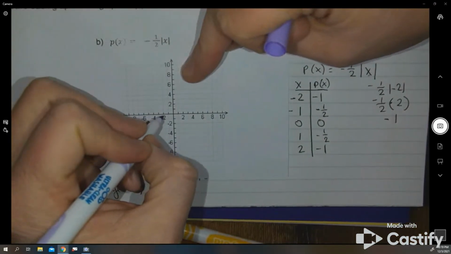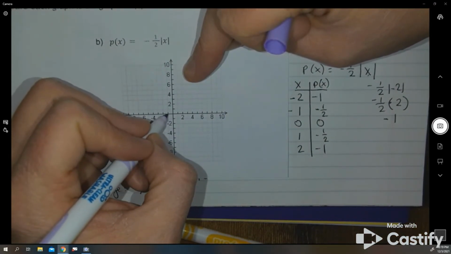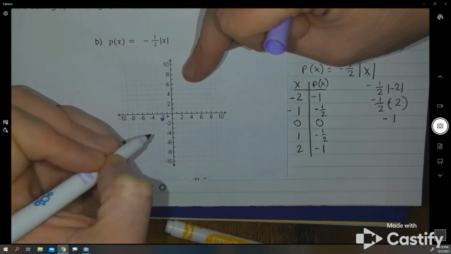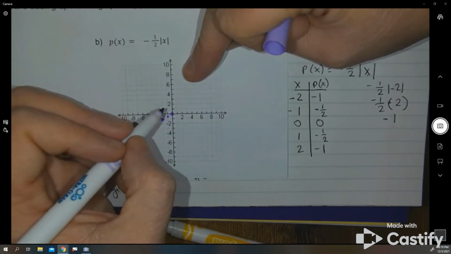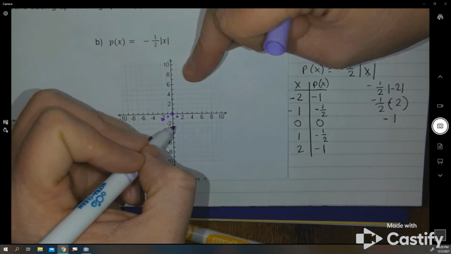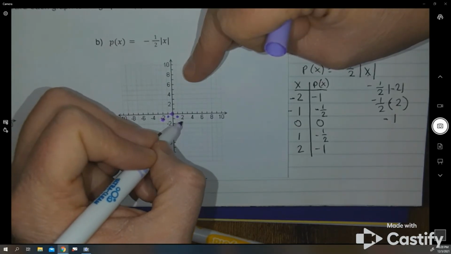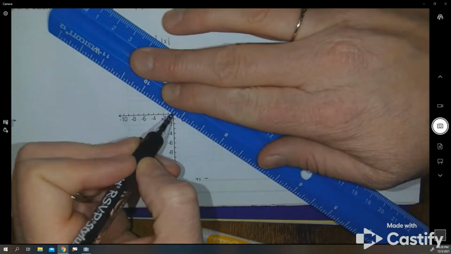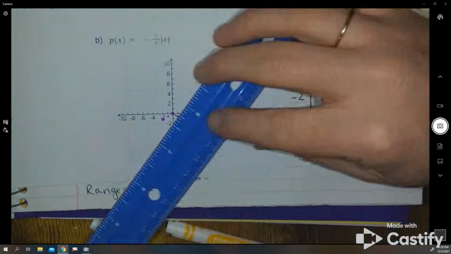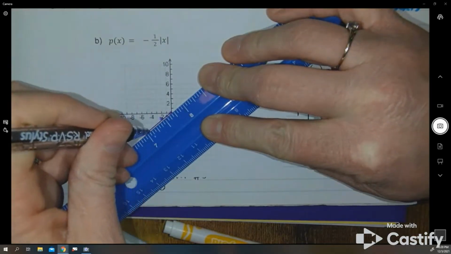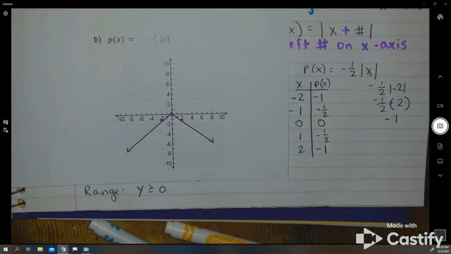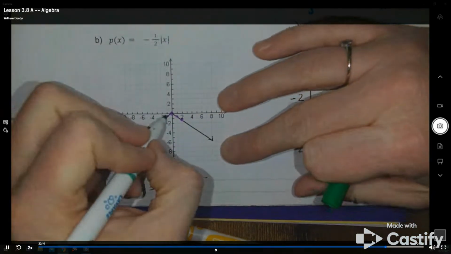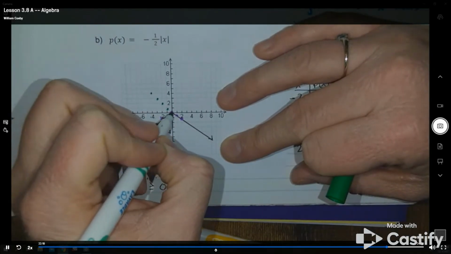We have -2, -1. -1, -1/2, so we're kind of like halfway between 0 and 1. 0, 0. 1 and -1/2, so again, halfway between 0 and 1. And 2, -1. All right. And now again, I'm going to put that original one on here for us. So we still had 0, 0. And I went like that.